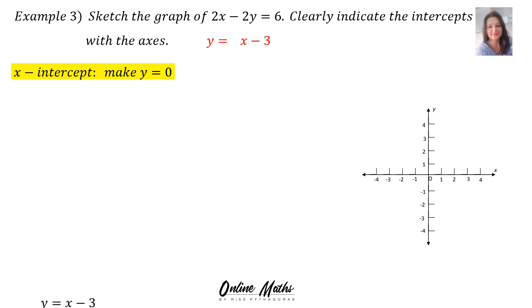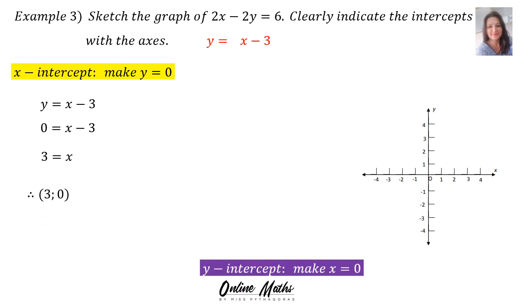X-intercept: make y 0. There's the equation, y is x minus 3. We make y 0. Let's solve for x. Let the 3 walk across, and x is equal to 3. And the coordinate is the point (3, 0).